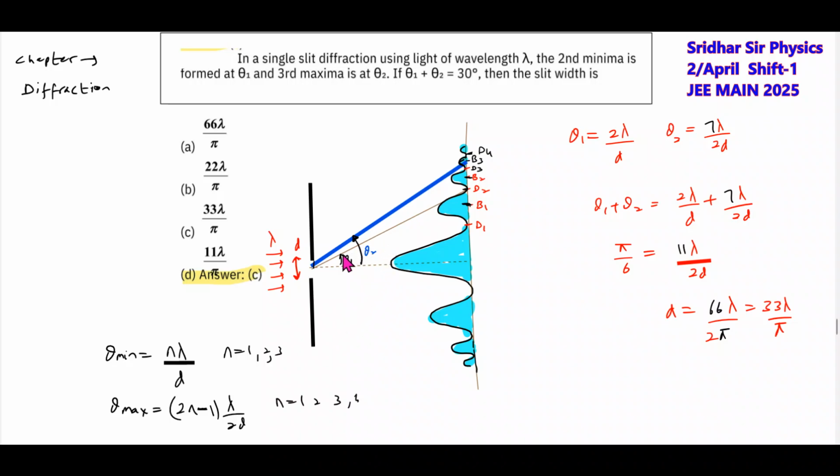So what is asked now? Theta 1, the angular position of the second minima. This is the second minima, so it will make an angle theta 1. The next, third maxima, is B3. So what is the angular position of the third maxima? Put n equal to 3. So 7 lambda by 2d will come because it will start from here: 3 lambda by 2, 5 lambda by 2, 7 lambda by 2d.